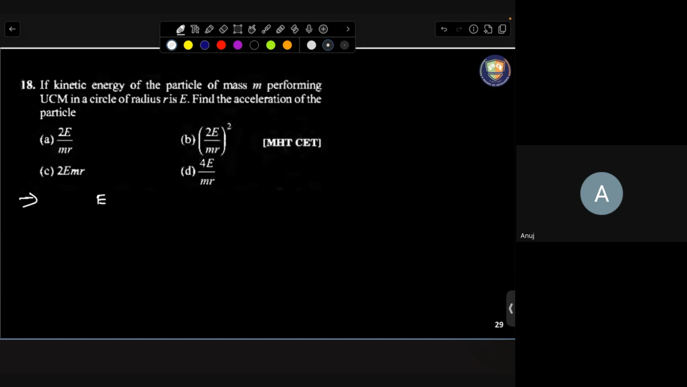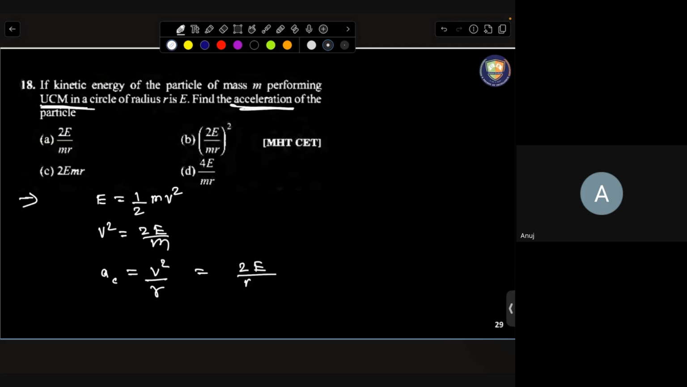So the question is saying E is equal to half mv square. So v square is equal to 2e by m. And since it is a uniform circular motion, we also know that centripetal acceleration is v square by r. And this is what we need to find. V square is what? 2e by m. So finally, what we are getting is 2e by mr. This will be the answer.